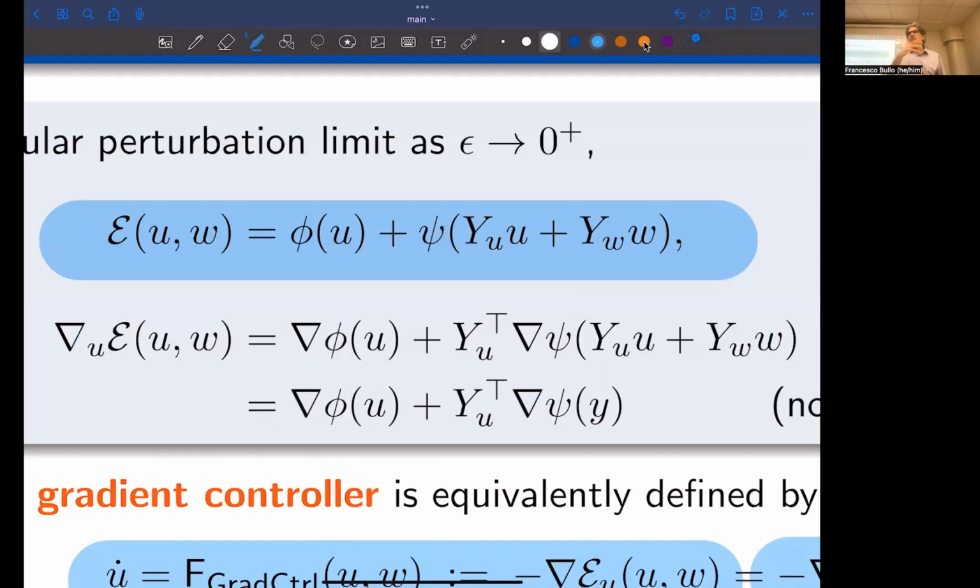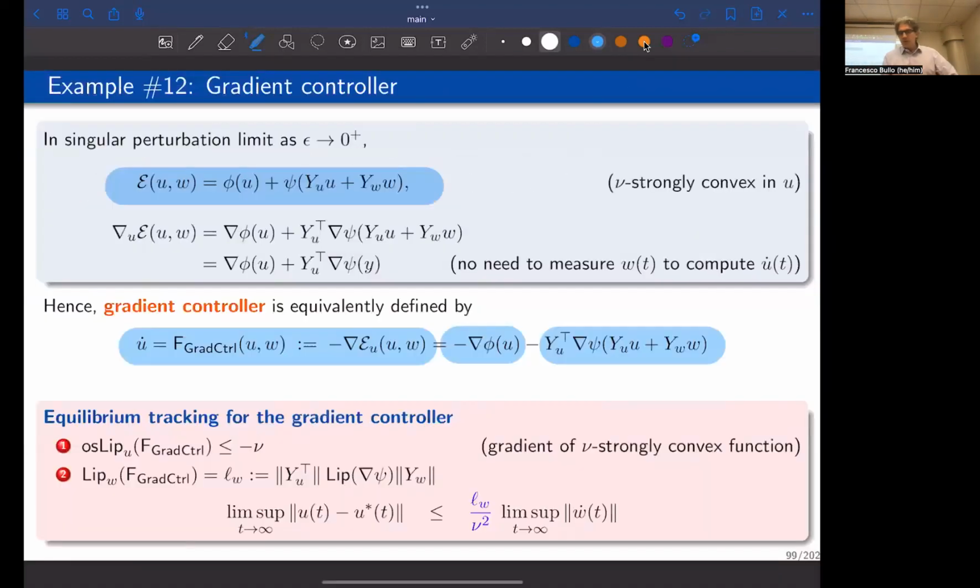So this is a little story about what happens when you map. Anyway, don't worry, it's not important. The point is that I'm going to assume that phi is strongly convex, and I will assume that psi is just convex. That means that my contractivity rate for the gradient controller is at least the convexity parameter for U, probably even more. And then what do I need to compute? Well, not surprisingly, you need to compute the Lipschitz constant of this gradient with respect to W. That's the Lipschitz constant with which the exogenous signal affects the state.